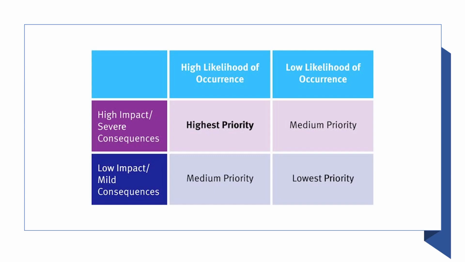A risk matrix helps you quickly assess and prioritize risks by mapping how likely they are to occur against how severe the consequences would be. By seeing risks in this grid, you can focus attention and resources where they matter most.